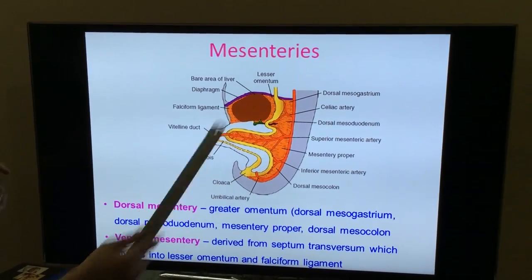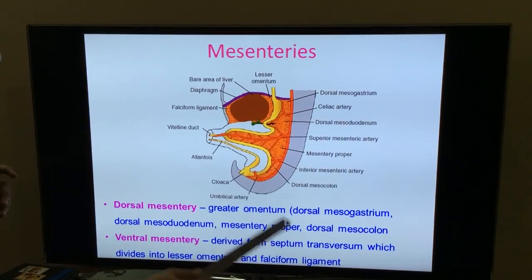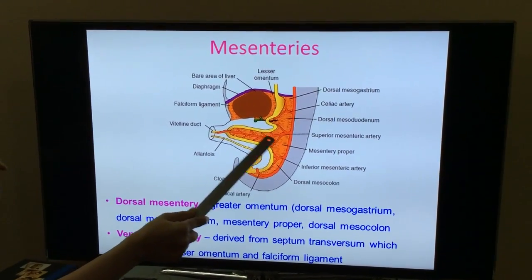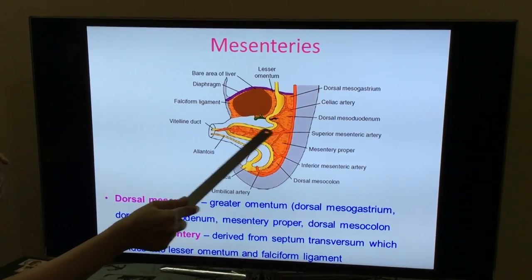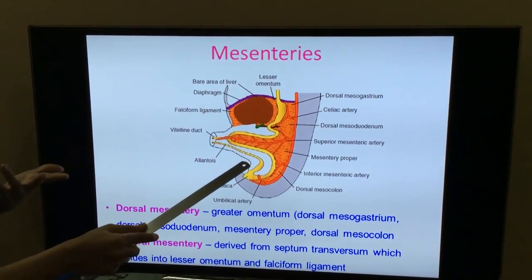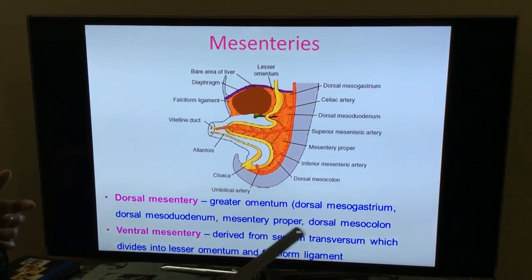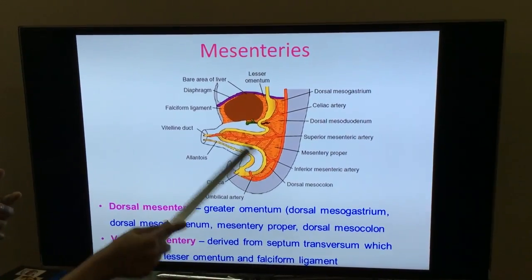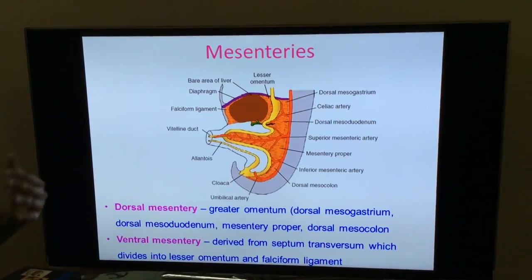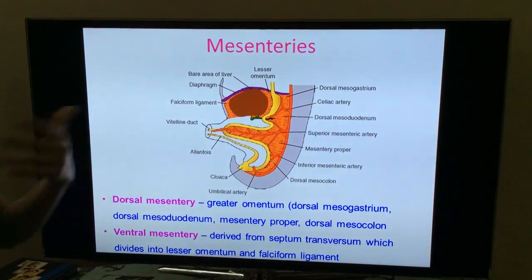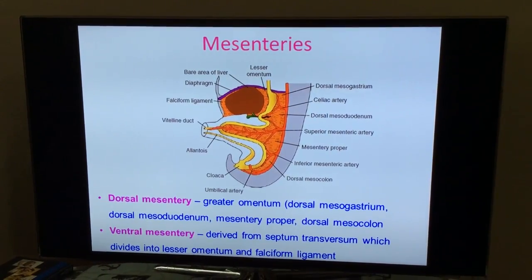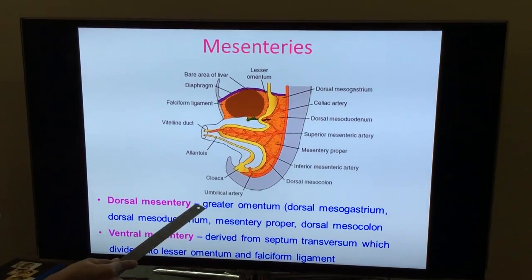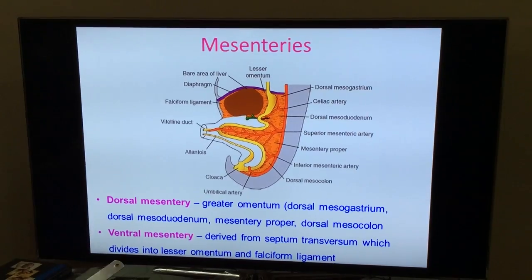the dorsal mesoduodenum, which is attached to the duodenal part, the mesentery proper, which is the dorsal mesentery attached to the tube which will later form the jejunum and ileum, and the dorsal mesocolon, the dorsal mesentery attached to the developing colon, mainly the transverse colon. All these structures are derived from the dorsal mesentery.